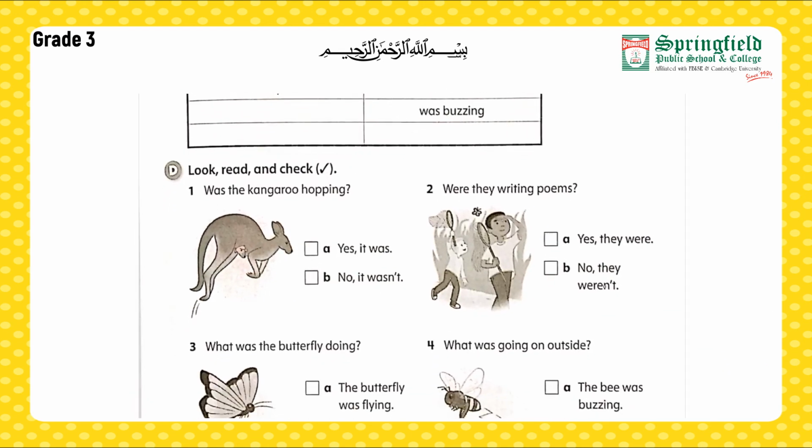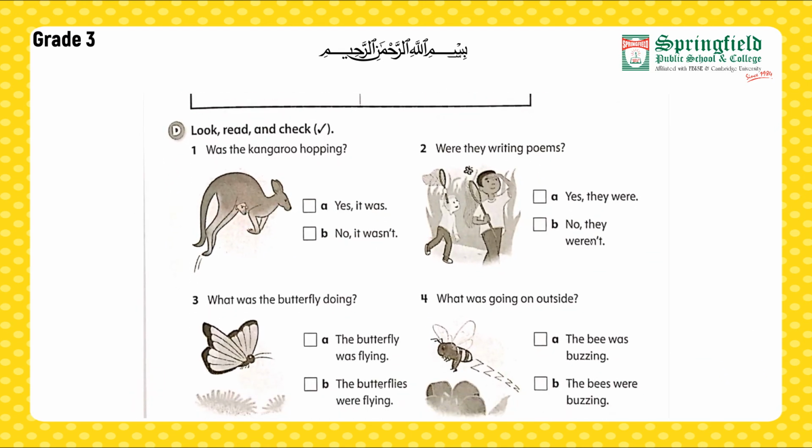Moving towards our part D. Look, read and check. Was the kangaroo hopping? So we have got A, yes it was. B, no it wasn't. We are going to take yes it was, A. Were they writing poems? As you can see in the picture, they are not writing poems, they are trying to catch butterflies. So how are we going to do it? Yes they were. B, no they weren't. So we are going to take B, no they weren't. I hope you are able to attempt the next two.